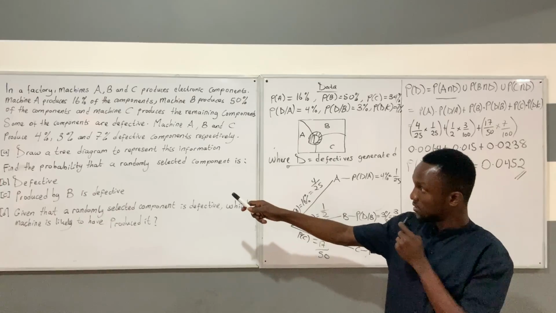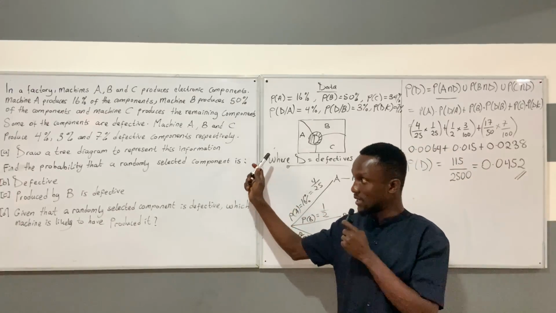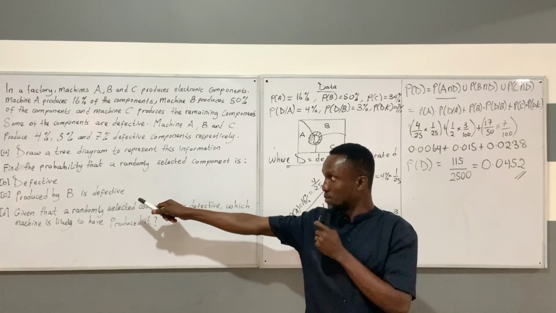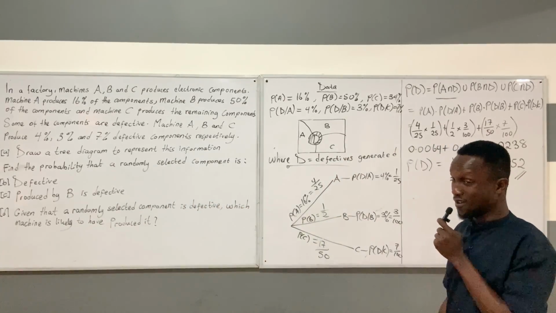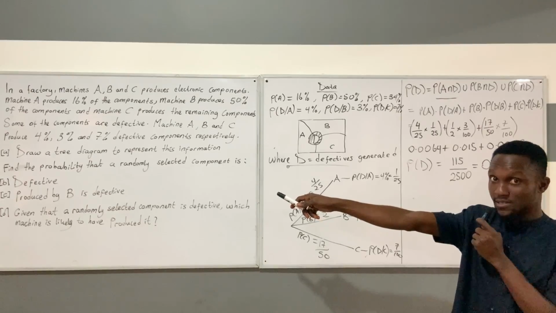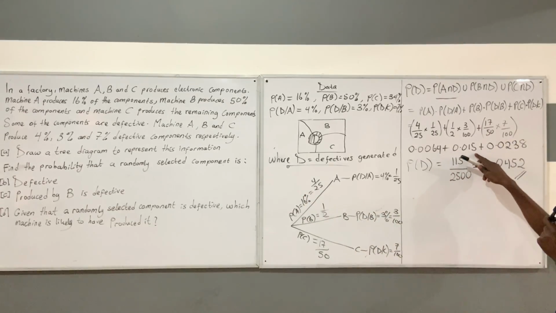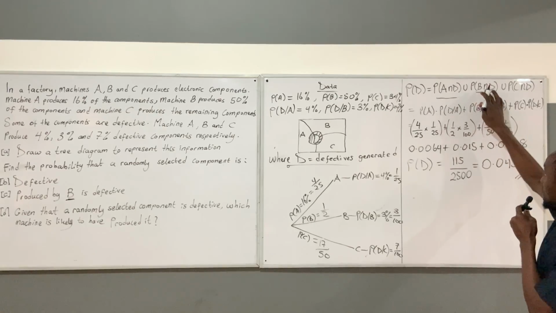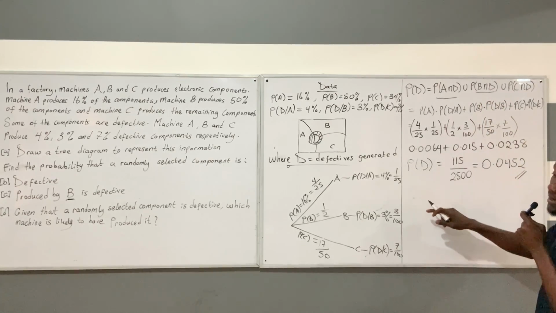The next question is saying find the probability that a randomly selected component is produced by B and that it is defective. Okay, so we've already done that. That is very simple. We've already done that, and the result we got was 0.015. Though we are looking for B intersection D, we need to quote the formula. We already have the answer here. We can't just write it down.